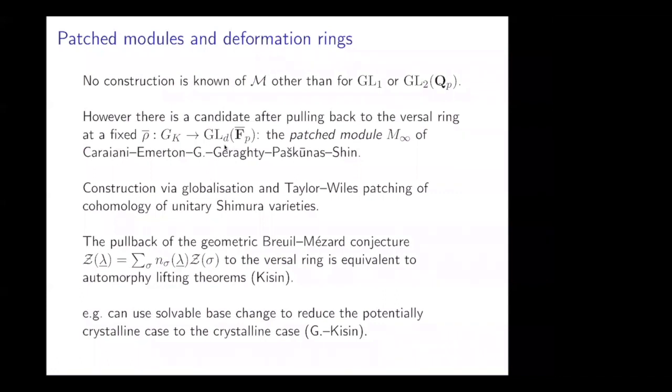I just wanted to ask, so in the case of Q_p, the phi-gamma modules are natural in a sense, but in the case of an extension, which type of phi-gamma modules do you use? So there are several choices that could be made there.